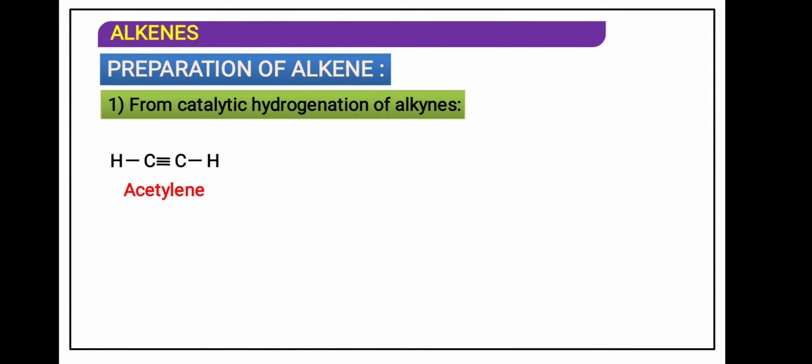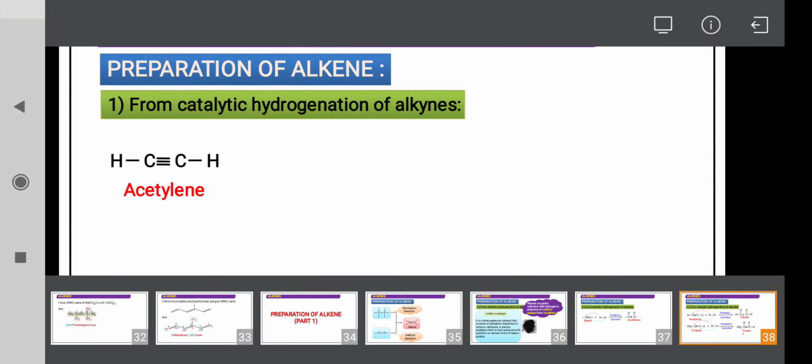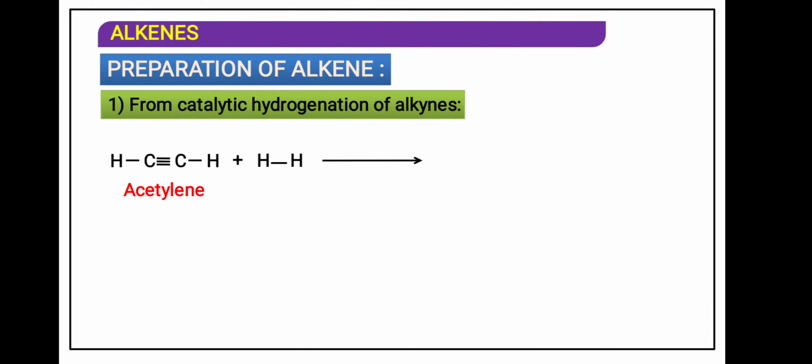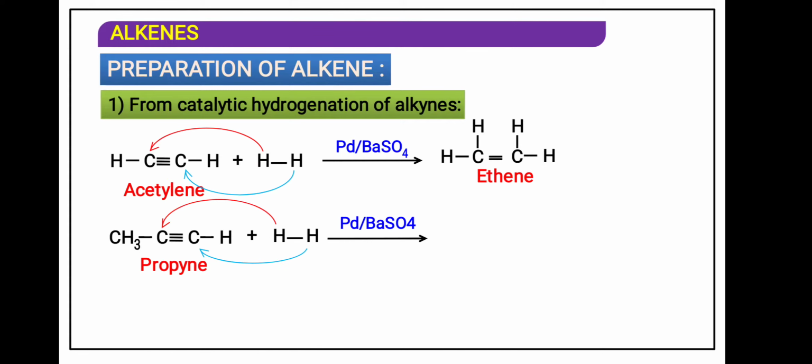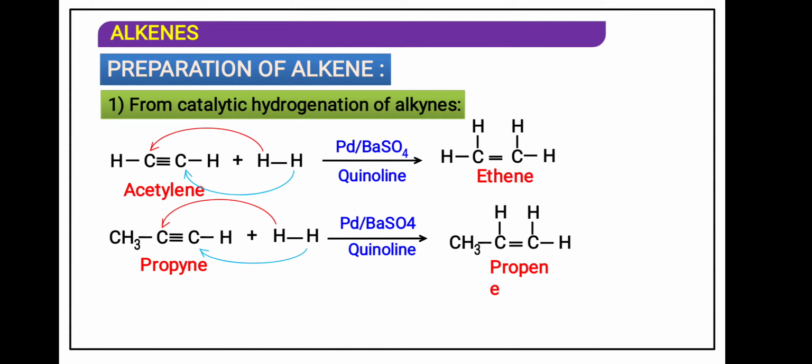CH triple bond CH. The common name for this is acetylene. This hydrogen is added because of the action of palladium on barium sulfate. The triple bond is converted into a double bond, ethene. Propyne, for a triple bond we write yne. The triple bond will be converted into a double bond. It becomes propene. Quinoline acts as a poison.